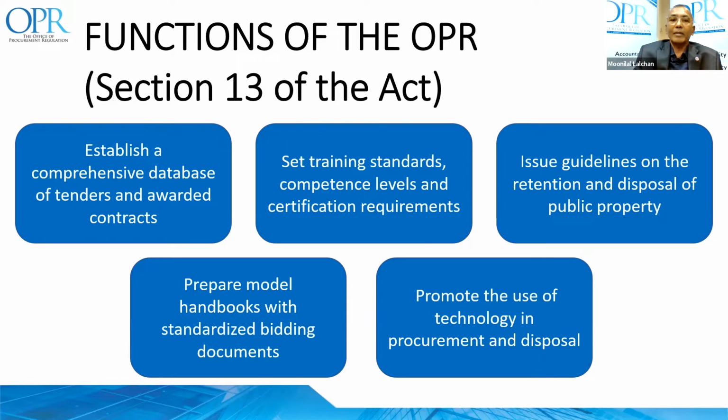To prepare model handbooks with standardized bidding documents, to promote the use of technology in procurement and disposal. All three of those you'll have to be aware of, and we have issued guidelines. We have 44 guidelines already on our system. So private enterprises and the public need to be aware of those handbooks and guidelines to make sure that you're operating within those guidelines and in compliance.